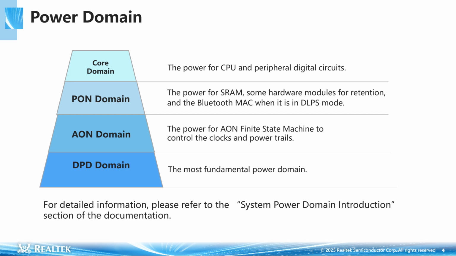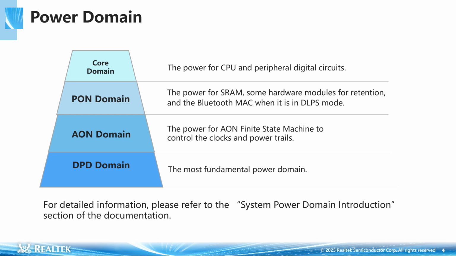DPD domain is the most fundamental power domain of the system, and it is active when the system is turned on. It contains the necessary modules to bring the system out of low power mode. AON domain provides the power for AON finite state machine to control the clocks and power trails. PON domain supplies power to SRAM, some hardware modules for retention, and the Bluetooth MAC when it is in DLPS mode. Core domain supplies power for CPU and peripheral digital circuits.